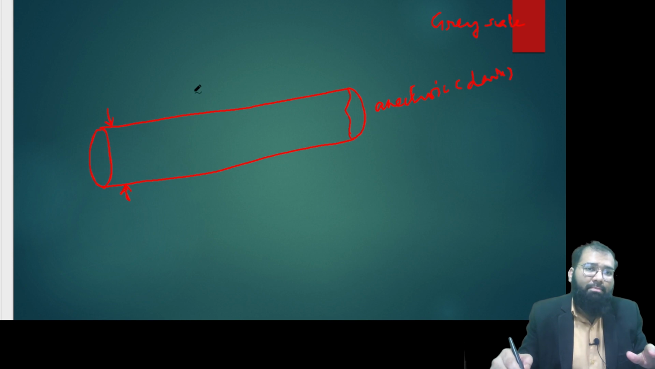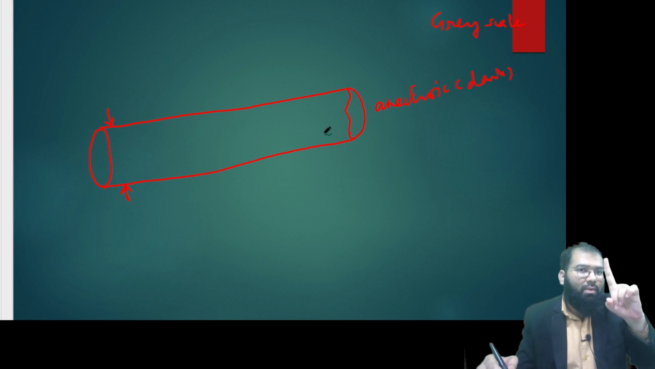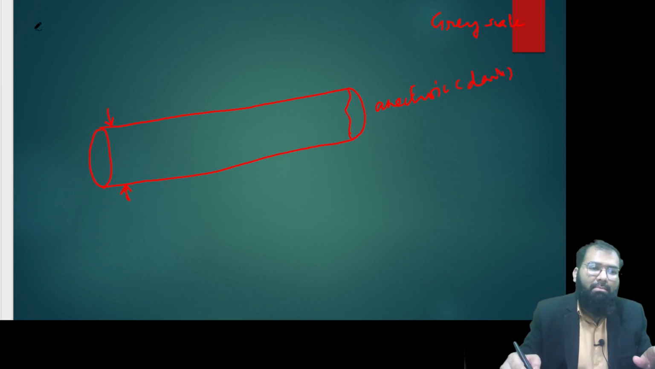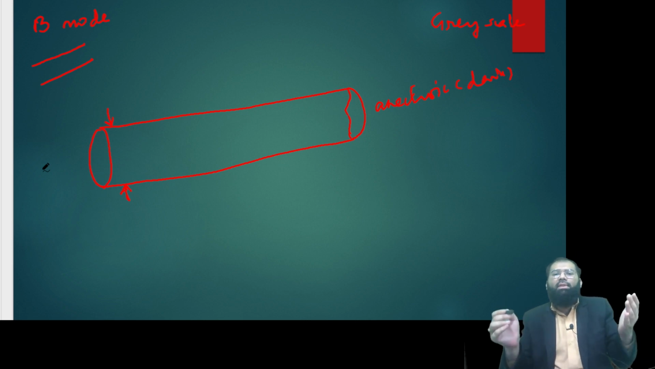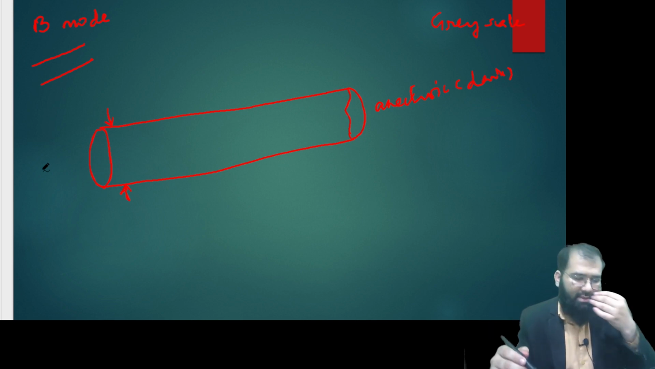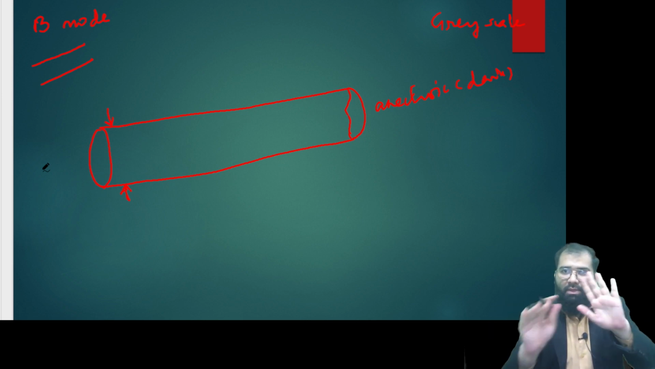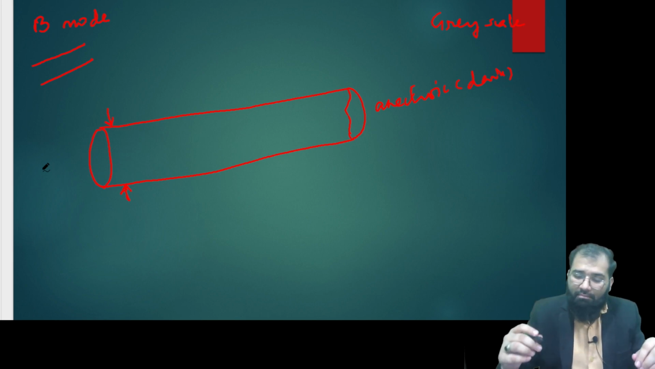Now the next important thing is that this was examining in B mode. So this is called B mode examination. When you examine a vessel in B mode, you just see the wall of the vessel. That's all. Sometimes if there are atherosclerotic changes, you can see that there is atherosclerosis. Okay, that much understood. Now let us move ahead.